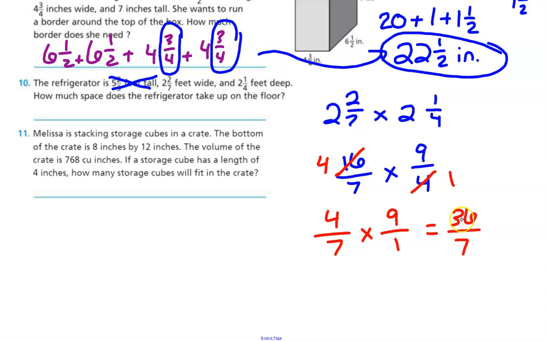7 goes into 36 5 times, which is 35. And that'll leave me with 1 little 7th left over. So after all of that, the area that my refrigerator will take up is 5 1/7. This is feet. And remember, it's area, so that means that they are squared. So 5 1/7 feet squared.